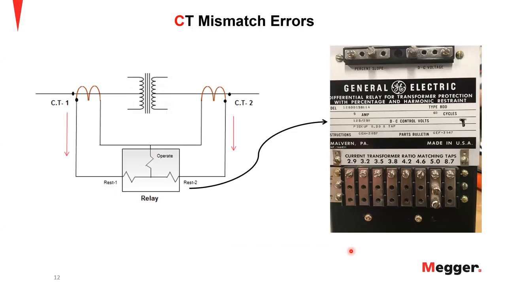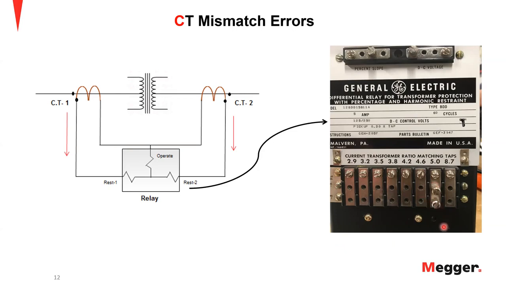So we need to come up with the tap settings that match with the CT ratios we have on both the sides. So let us take a look at this example. I have an electromechanical relay nameplate that is shown here in the picture. And if you see here, it says it's current transformer ratio matching taps. So all these numbers you see here are options for you to choose the tap setting for this relay. And in my example here, the screws are on the tap 5, for both winding 1 and winding 2.